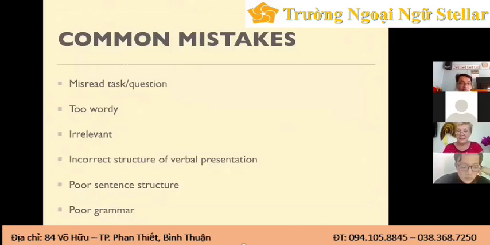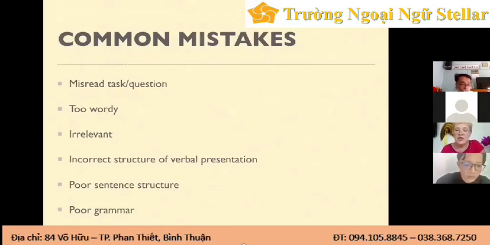They didn't understand it. Another problem could be too wordy. What is too wordy? Oh, I think it's too many words. That's right, too long. And next one, irrelevant. Do you understand the word irrelevant? It means... I think it's not related. That's right, it's not related. It's a different topic. So you're talking about wrong things.